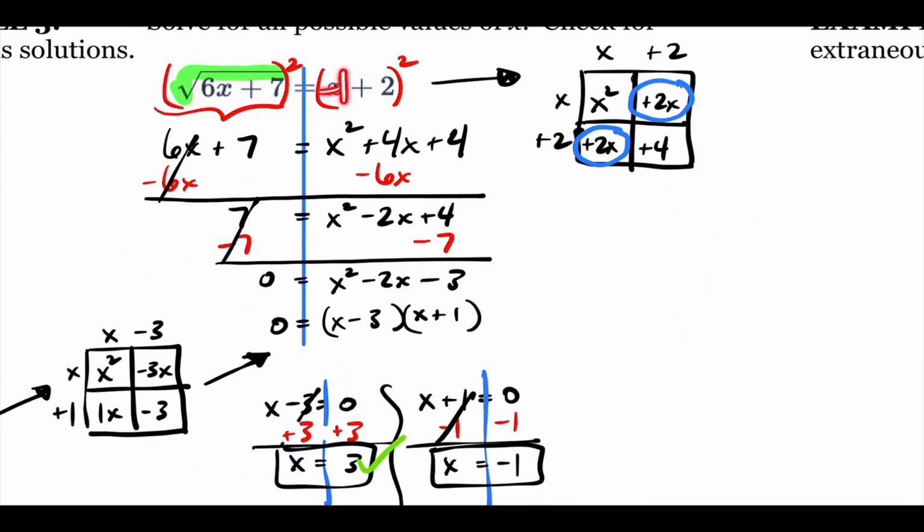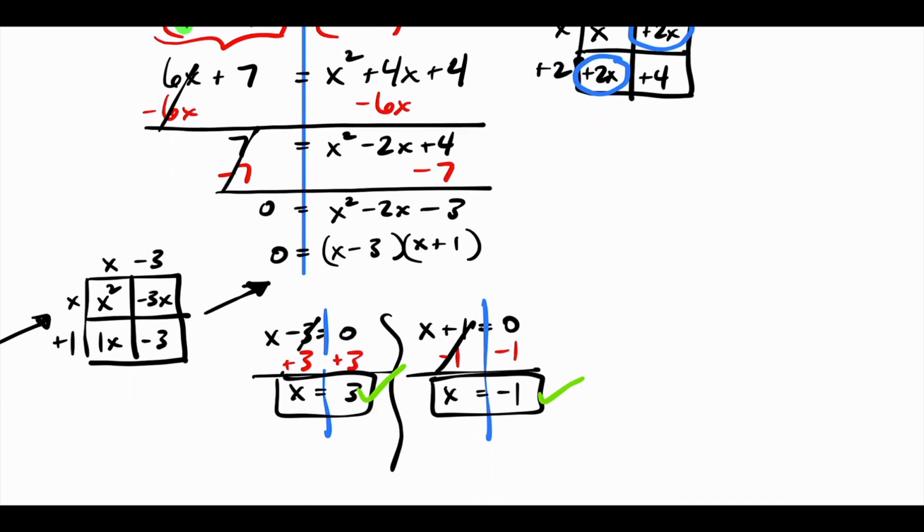Negative 1, plug negative 1 over here. Negative 1 plus 2 is 1 as well. So they're both verified answers. So on Delta Math, I would put two boxes: 3 in one box, and negative 1 in the other box. Okay.